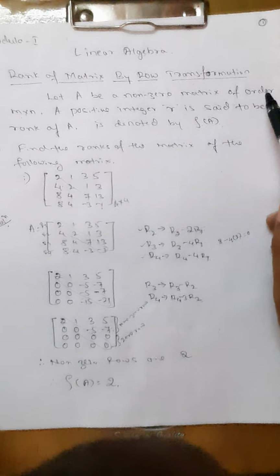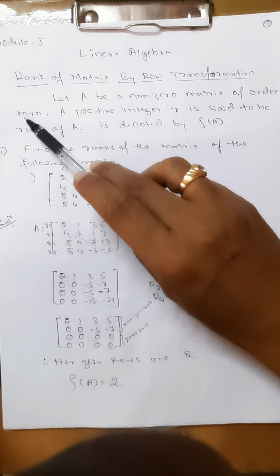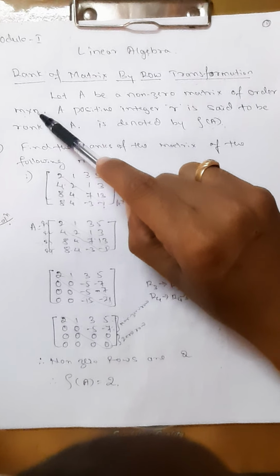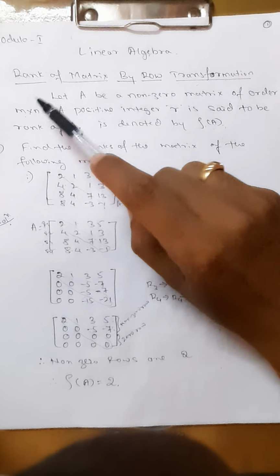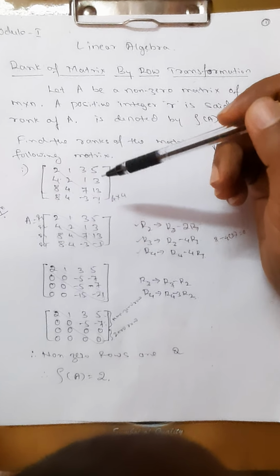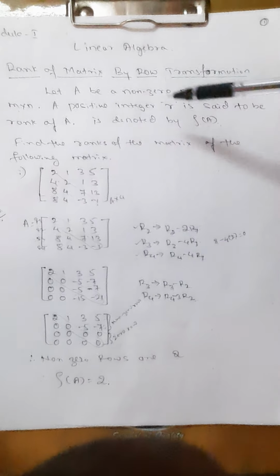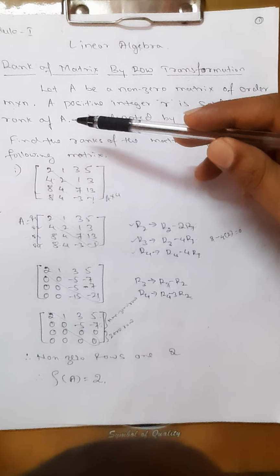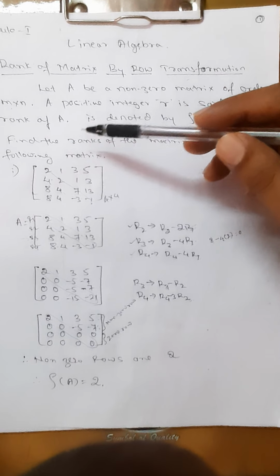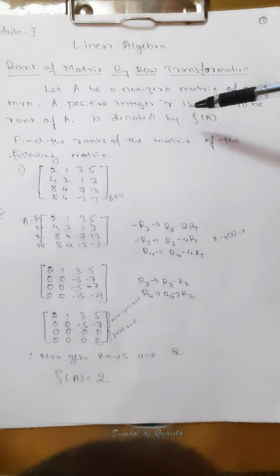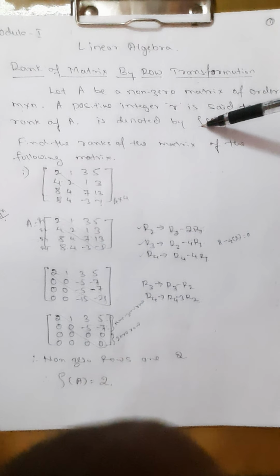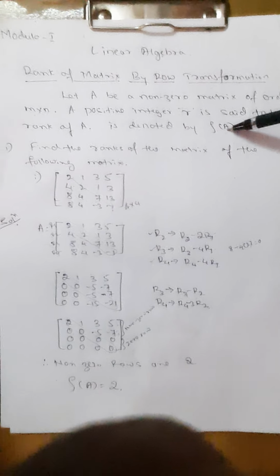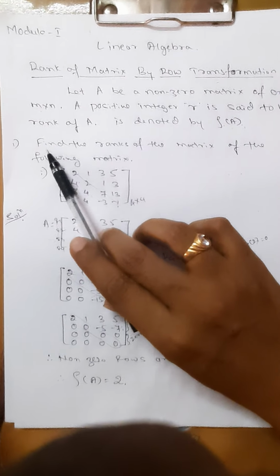The matrix of the order m into n. M is the number of rows, n is the number of columns. Then the multiplication of these two is the number of elements in the given matrix. Then a positive integer r is said to be the rank of A. The rank will come in terms of numbers, denoted by rank of A, using the symbol rho of A. Okay, let me solve one problem on this rank of the matrix.